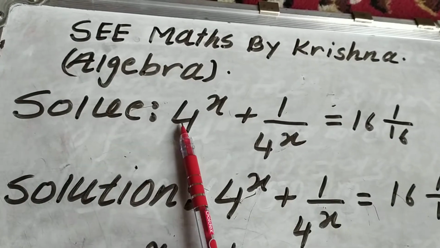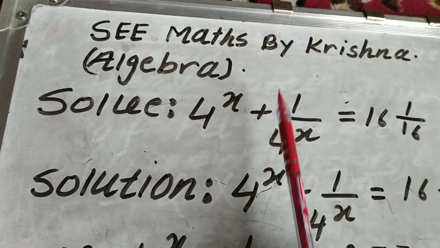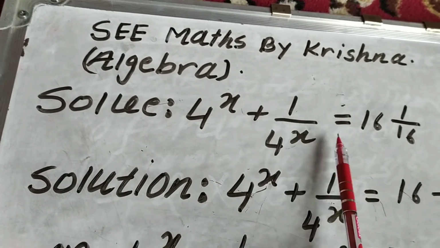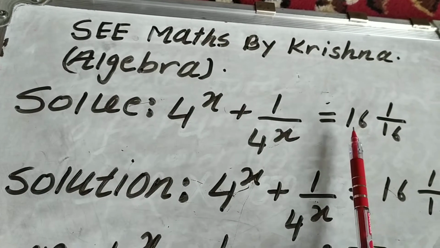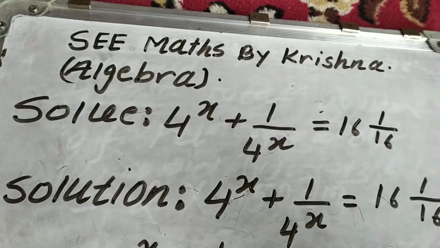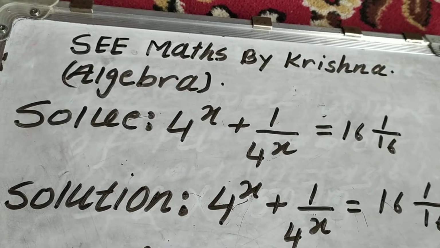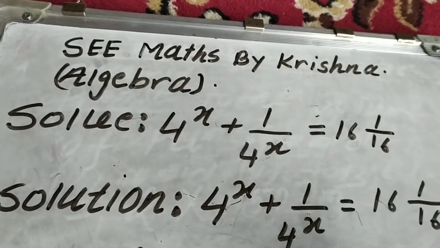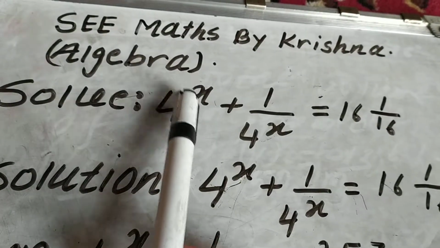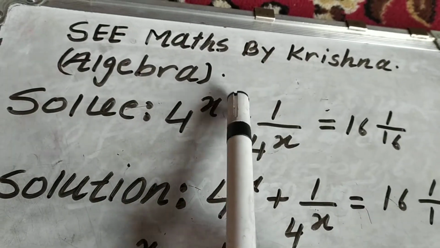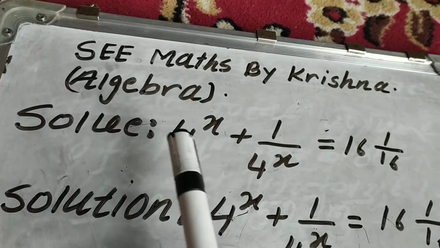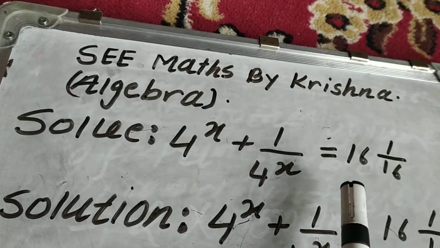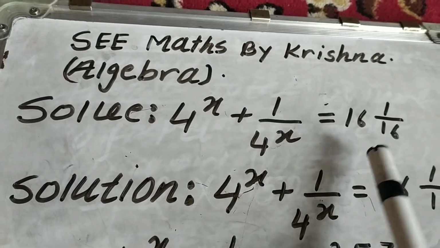Solve 4 to the power x plus 1 divided by 4 power x is equal to 16 whole 1 divided by 16. Solve means we have to find out the value of the unknown variable. That means what should be the value of x so that the left hand side must be equal to the right hand side, that is 16 whole 1 by 16.